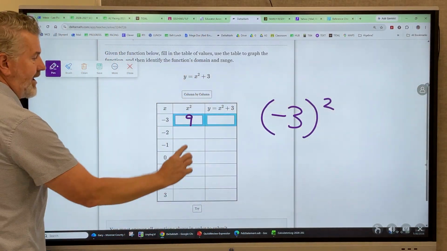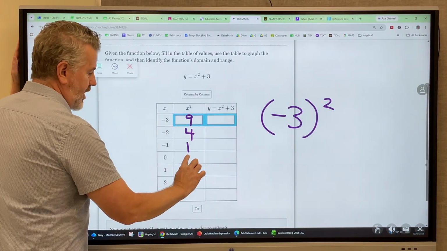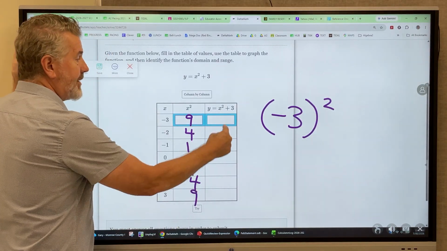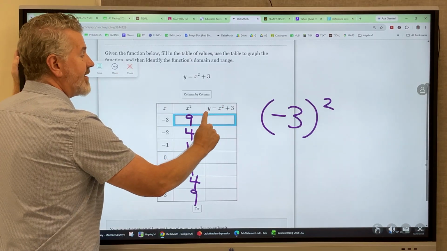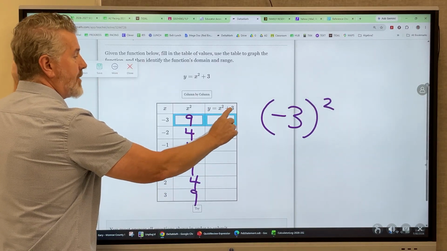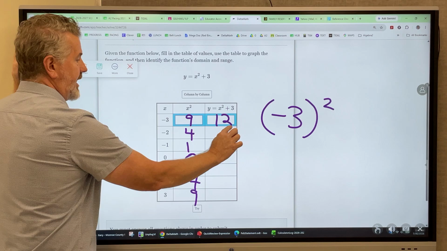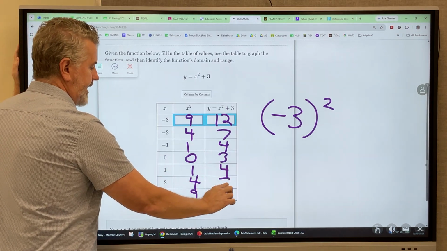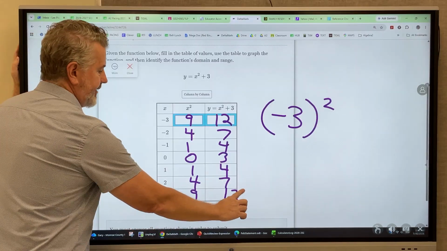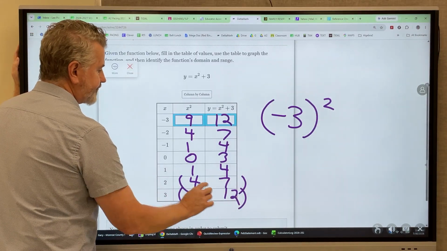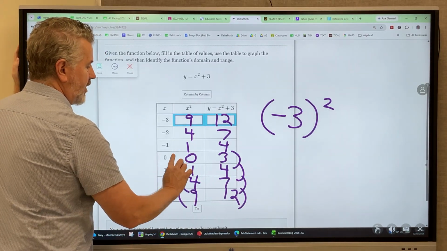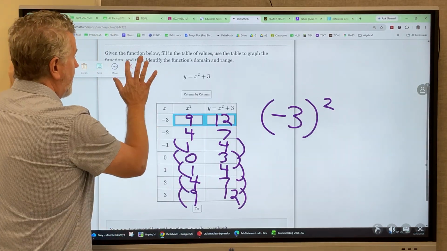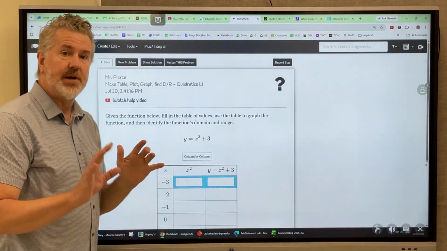So that's 9. And then this is going to be 4, and this is going to be 1, and 0, and 1, and 4, and 9. Now we're plugging these numbers in to get the final value by adding 3. We're going to add 3. 7 and 12. And these are going to give us ordered pairs. And spoiler alert, it's going to look like a parabola. Okay? All right. So that is our Delta Math.